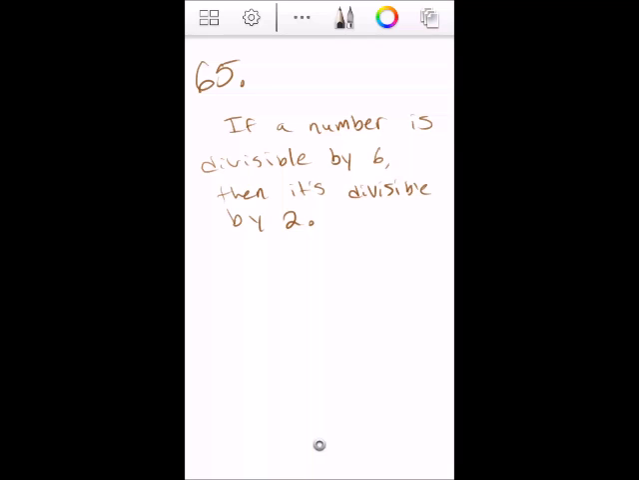All right, on to the last page, home stretch. 65 says, write the converse to the following statement and give its truth value. The statement is, if a number is divisible by 6, then it's divisible by 2. So remember, we're going to use our C-SIC chart for this. C-SIC. C is conditional, which is what we started with. The other C is converse, inverse, and contrapositive.